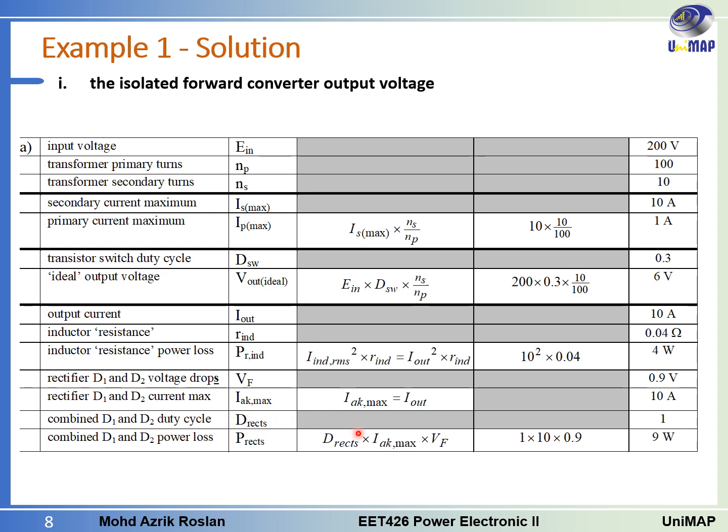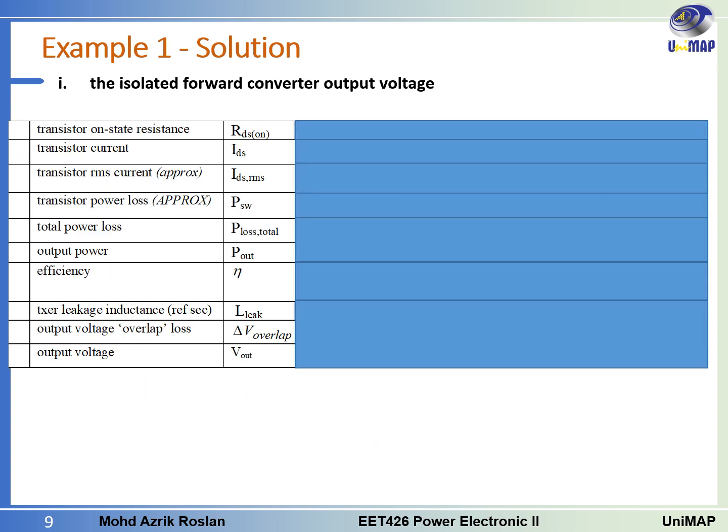For the isolated forward converter, D1 will conduct for 0.3 second, and the rest of it will be conducted by D2 for the remaining 0.7. So the total D rectifier will be 1. And then the combined D1 and D2 power loss will be the D rectifier multiplied by I_AK max multiplied by the forward voltage, and you will get 9 watt.